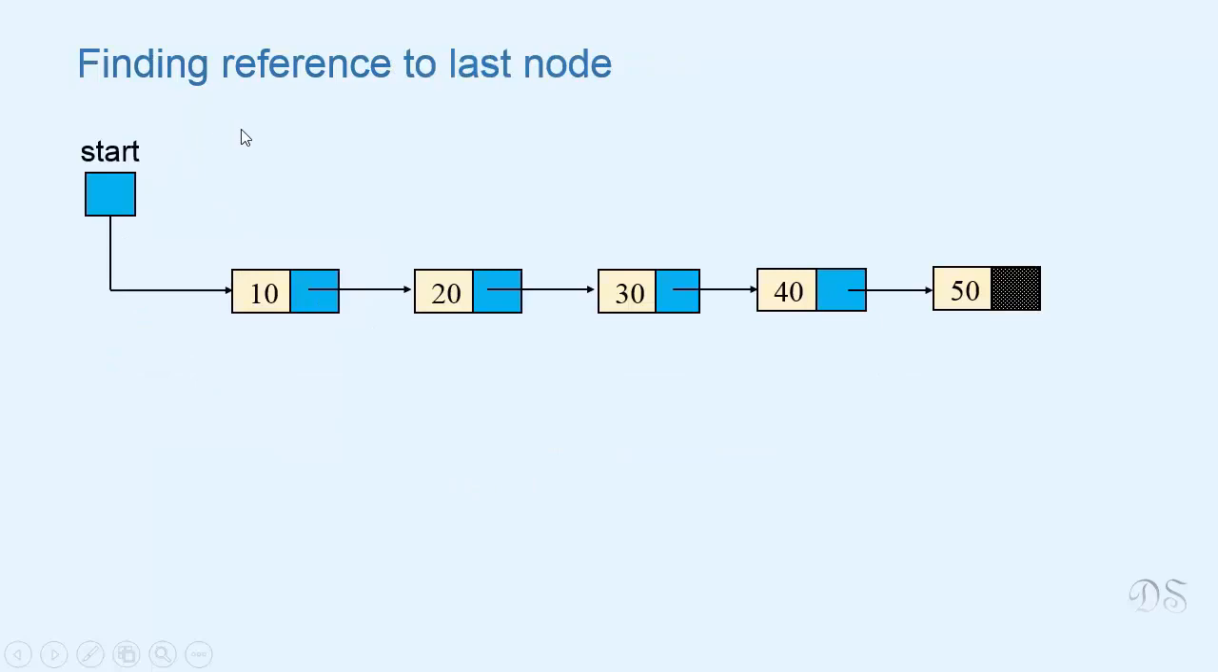So first let's see how we can find reference to the last node of the list. This is the last node, so we need a reference to this node.